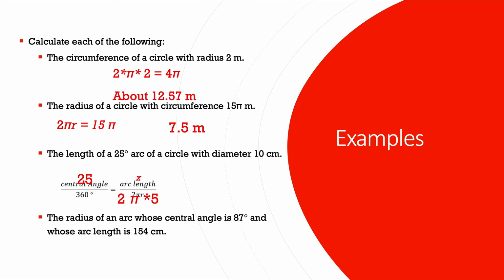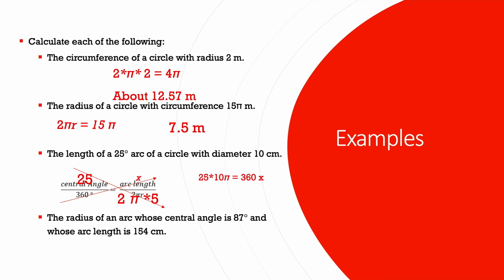Now we are looking for the arc length, so I'm going to put an x. To solve a proportion, which we've done before in class, we multiply the cross products. So 25 times 2 times pi times 5 is equal to 360 times x. So my equation looks like this. Now, I did combine the 2 and 5. That's where that 10 pi is coming from. So it's 25 times 10 pi equals 360 times x.